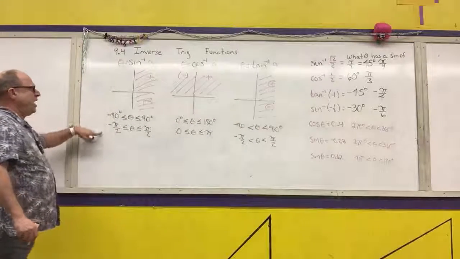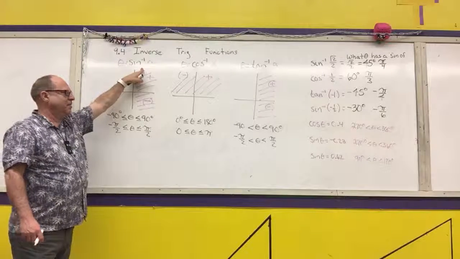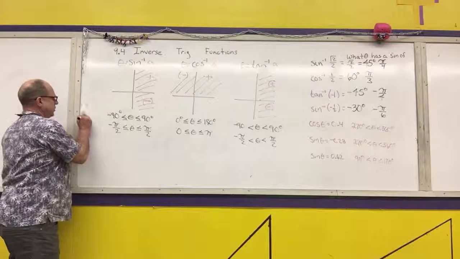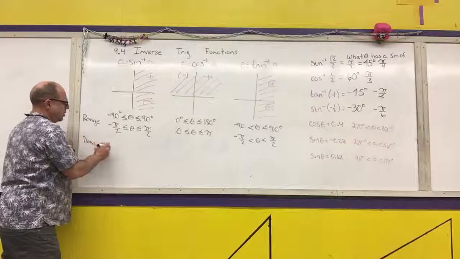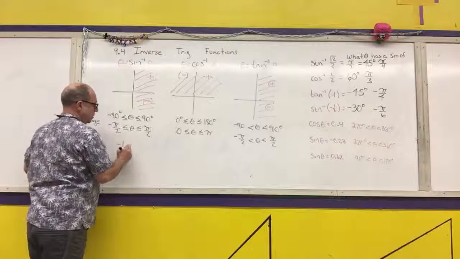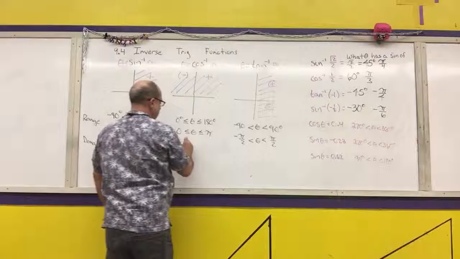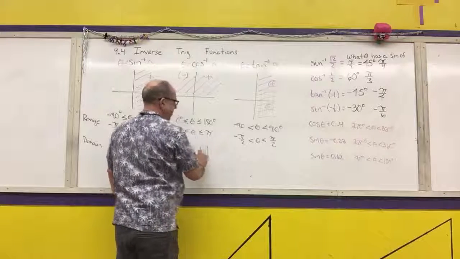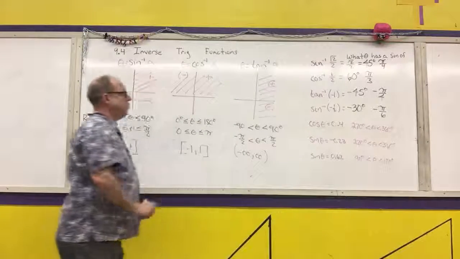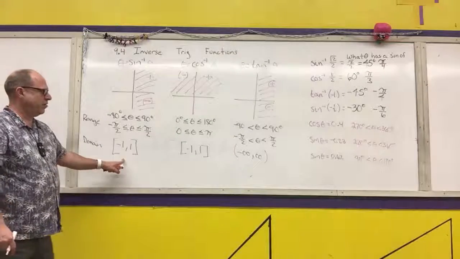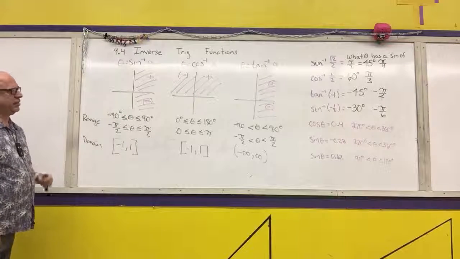So these are the ranges of your inverse trig functions. The domains of your inverse trig functions, so these are your ranges. Your domains of your inverse trig functions are from negative 1 to 1 for sine, inclusive, negative 1 to 1 for cosine, and from negative infinity to infinity for inverse tangent. So the domains are from negative 1 to 1, negative 1 to 1, and negative infinity to infinity, and these are the ranges of my inverse trig functions.